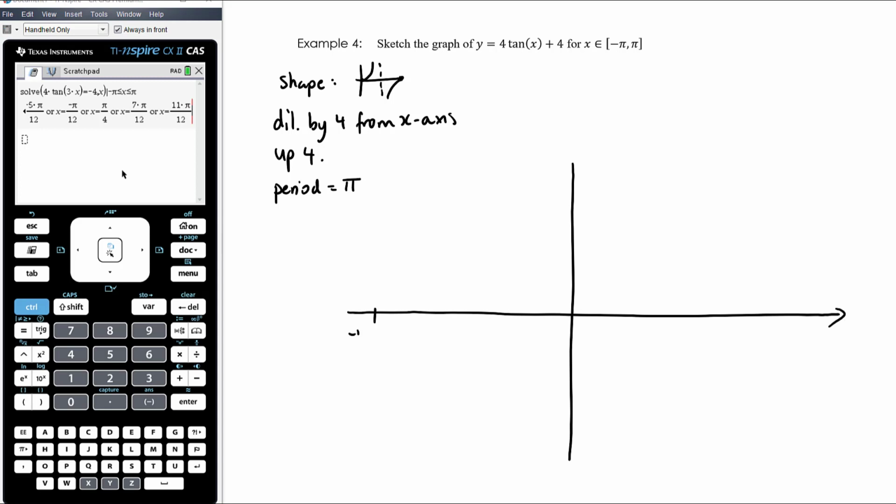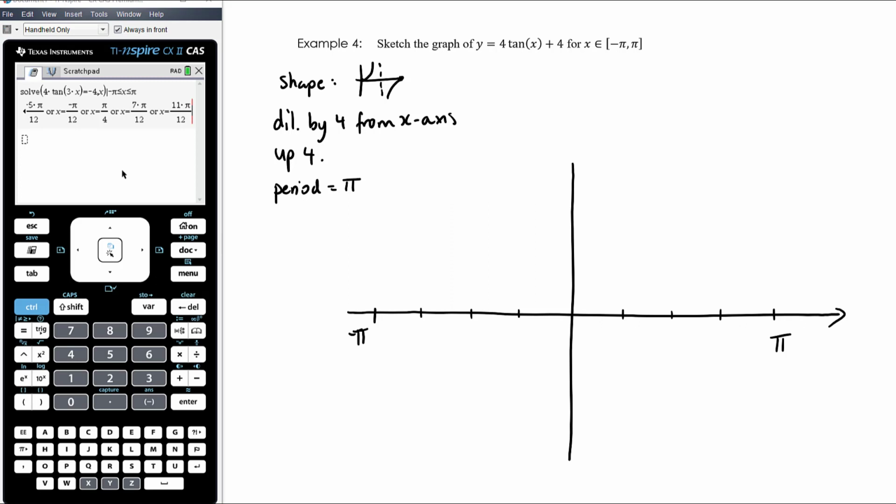Okay, so let's have negative pi. Let's have the same kind of distance over here. So maybe about there, pi. I'm going to divide that into half and half again, just to help me with key points. So I'm dividing it by 4. Okay, let's focus on getting one period right, and then we can just continue the pattern to the next period.